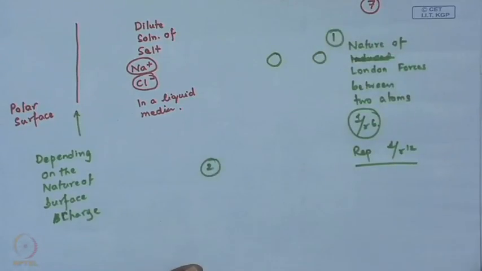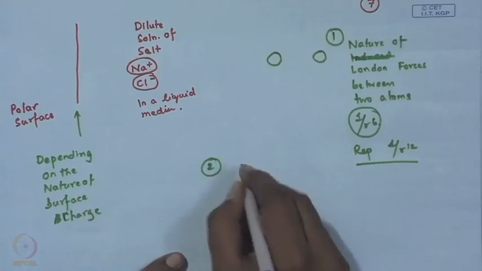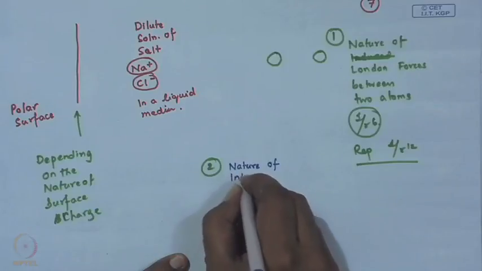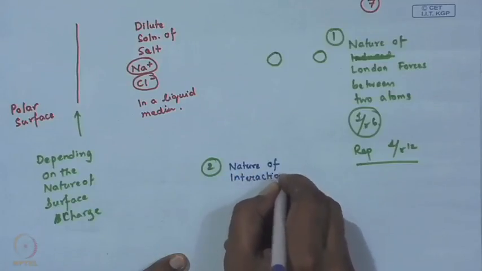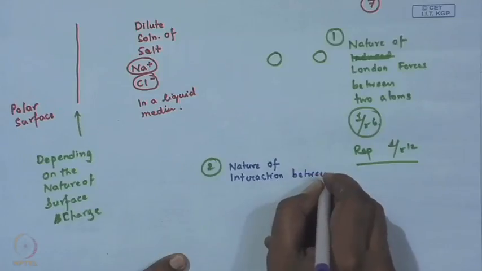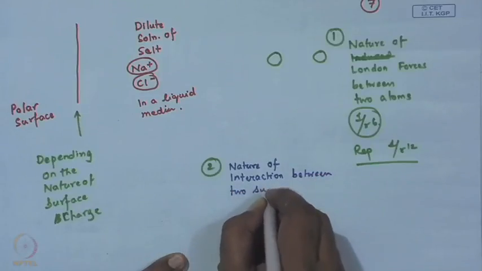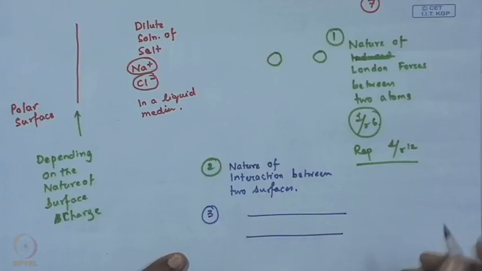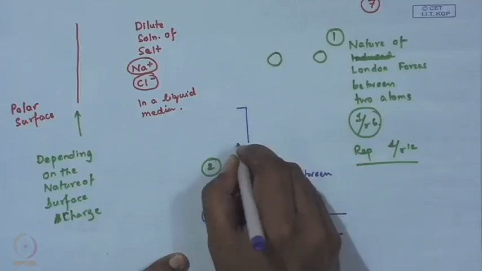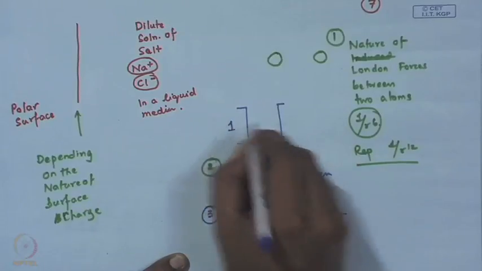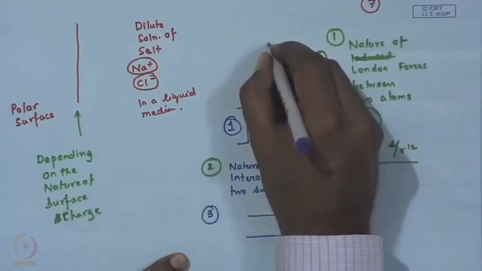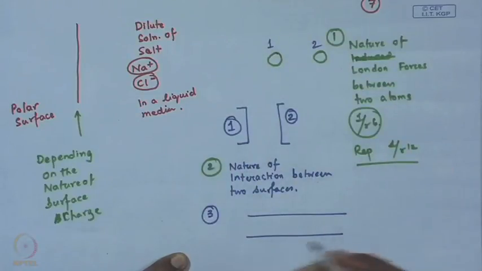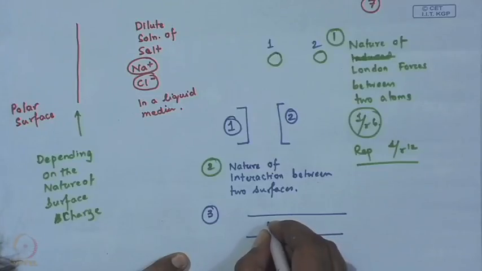Then the next thing that we take up in the next lecture is the nature of interaction between two surfaces. Subsequently, once we understand that, we first talk about the interaction of two blocks, let us say of materials 1 and 2, and then eventually we will talk about this type of interaction.